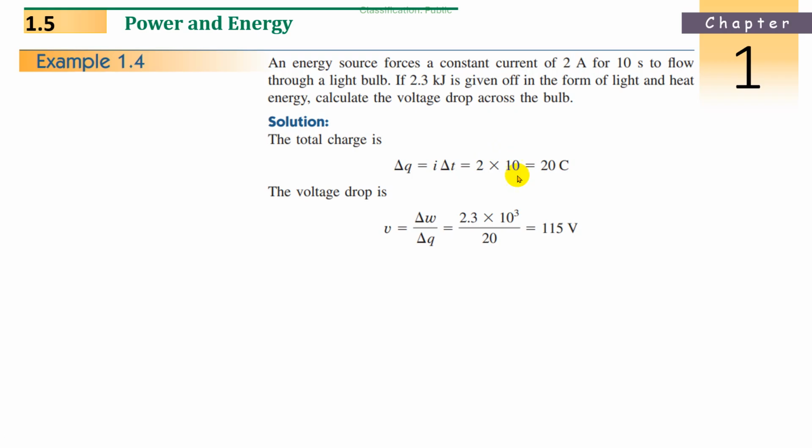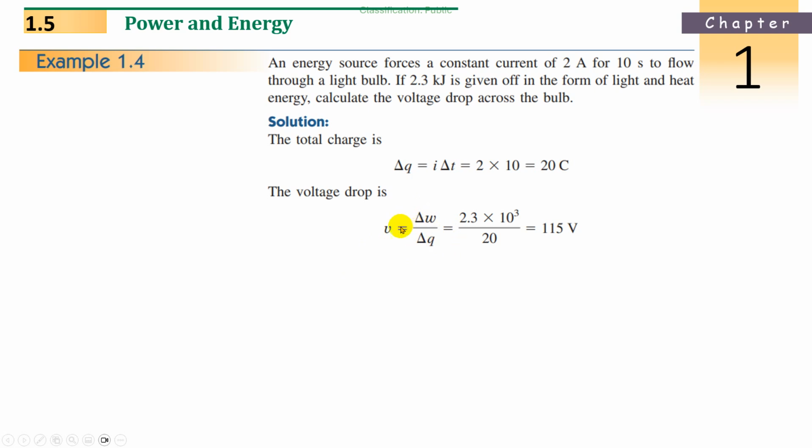Now once we know the charge, we can know the voltage by the equation. What is the voltage equation? Energy, charge: how much charge is required for that energy, the work done. V is nothing but dW by dQ. Delta W or delta Q, same, dW by dQ.